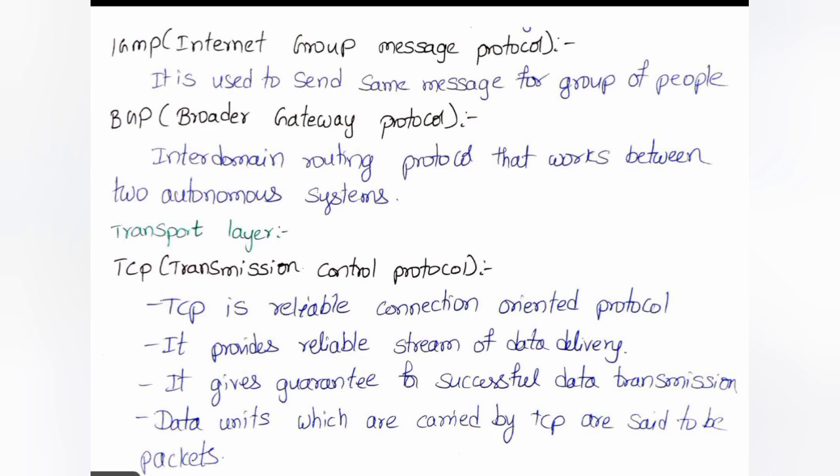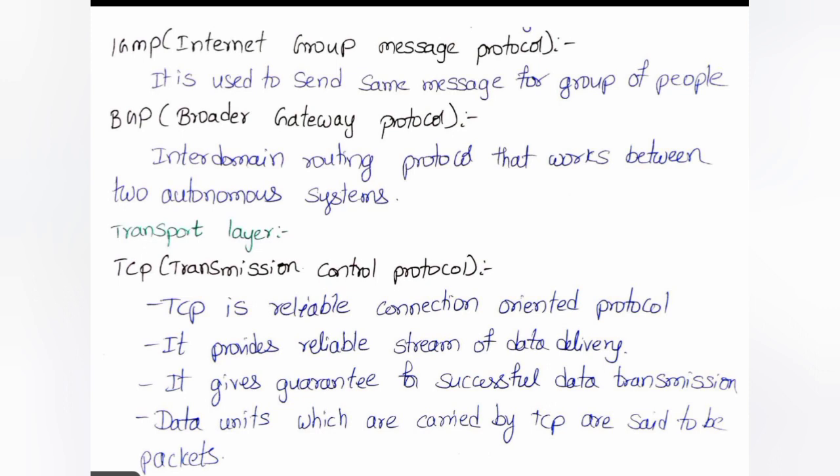Next one is the IGMP, Internet Group Message Protocol. It is used to send the same message to a group of people. Using this protocol, we can send messages to a group of people. Next one is the Border Gateway Protocol. Using it, we can send data between two autonomous systems. This is an inter-domain routing protocol, which means the data can be sent from one network to another network. That means a device in one network is transferring data to a device in another network.